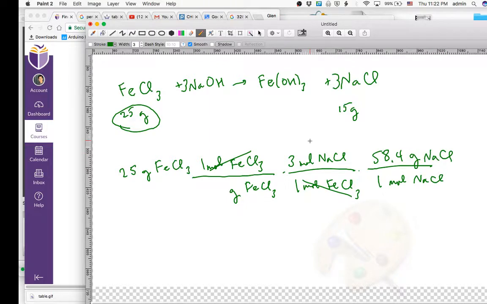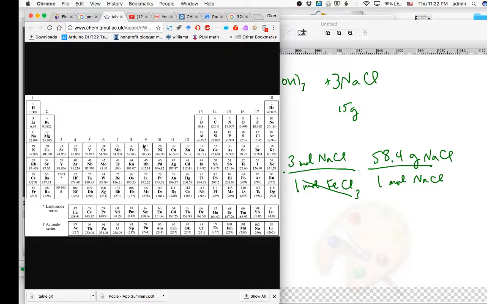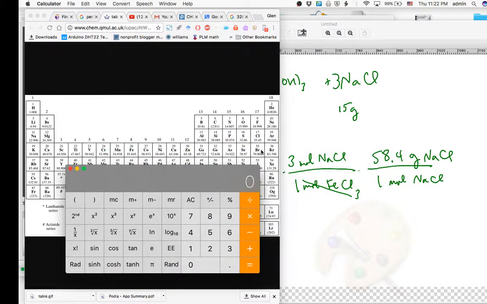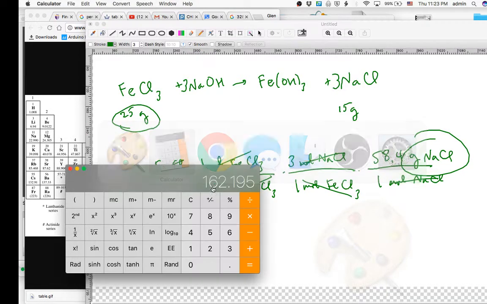What about the iron 3 chloride? Well, remember that you just look on the periodic table for this, so it's 1 iron, 55.845, and 3 chlorines, which is 35.45. So it's 55.845 plus 35.45 times 3. It's 162.2. 162.2 grams of iron 3 chloride and 1 mole of iron 3 chloride. The grams of iron 3 chloride cancel. The moles of sodium chloride cancel. I only have grams of sodium chloride left. And that's what they were asking for in this problem.